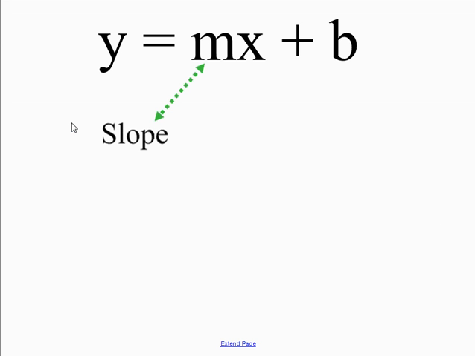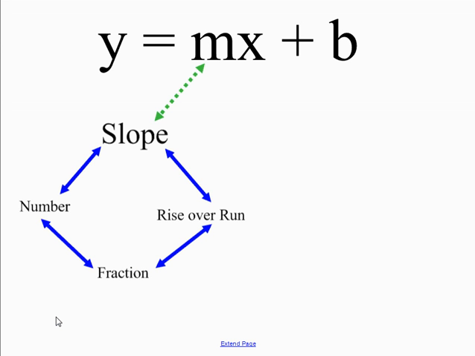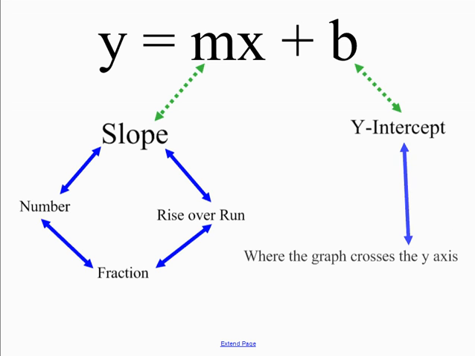If we remember that m represents slope, we know that slope is a number, and it's also considered rise over run. Both of those things tell you that it is a fraction. That rise over run, that numerator over denominator, it is a number, and that's going to help us determine the slope. The b represents the y-intercept. We know that to be where the graph crosses the y-axis.